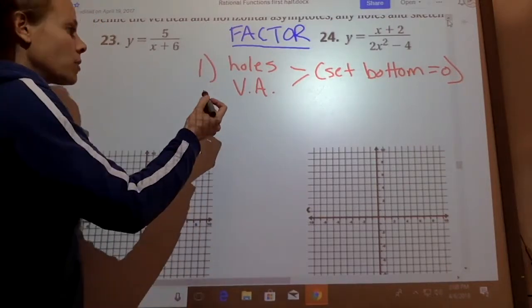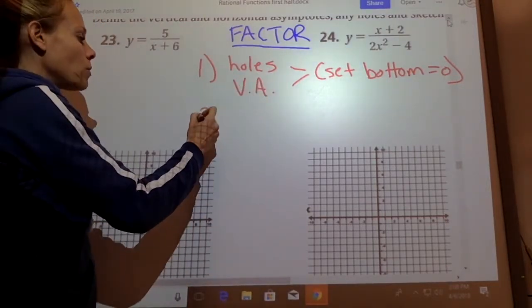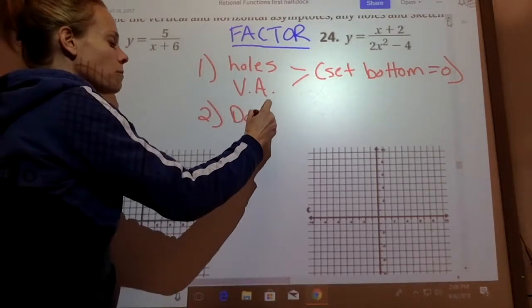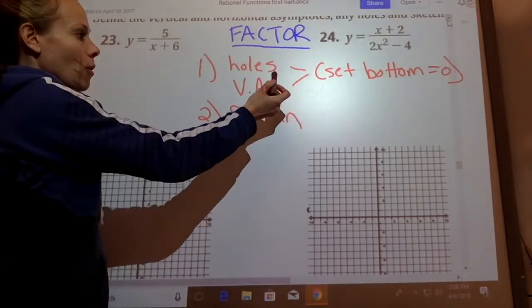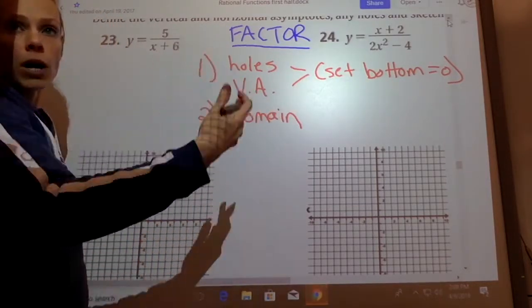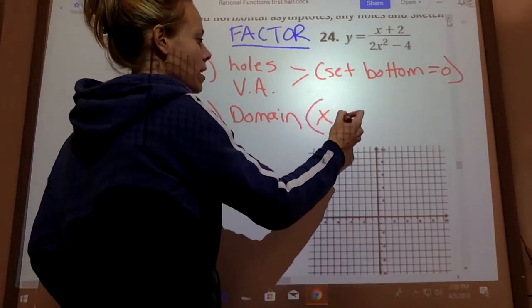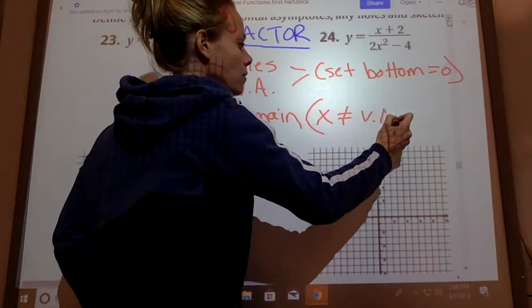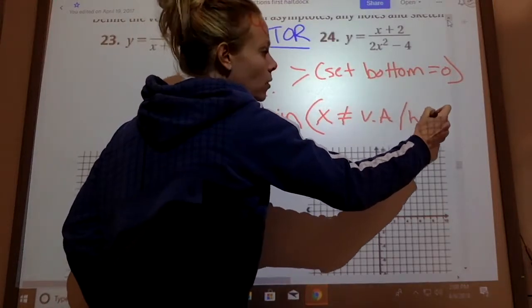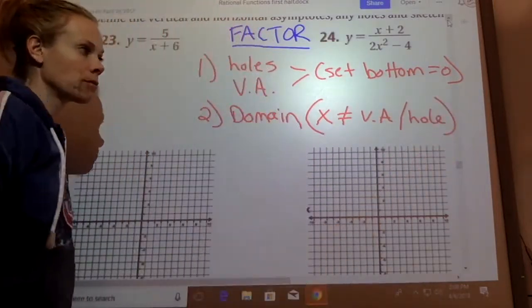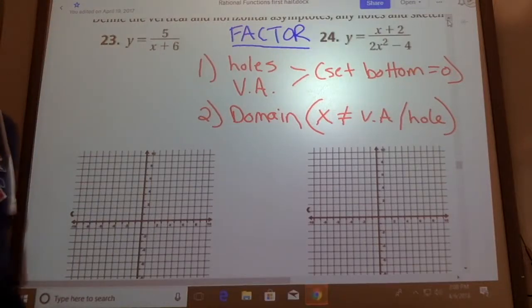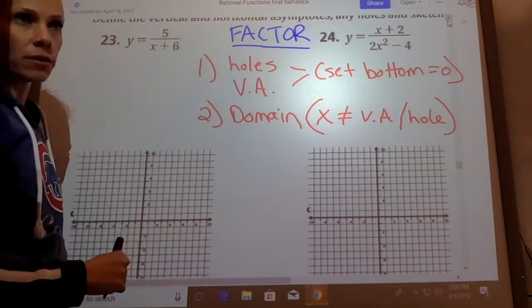Then, once we knew vertical asymptotes and holes, we can identify the domain. Whatever the hole and vertical asymptote are, the domain cannot be that. So we say x cannot be whatever the vertical asymptote and/or hole is. They kind of go together. They're always opposite of each other.